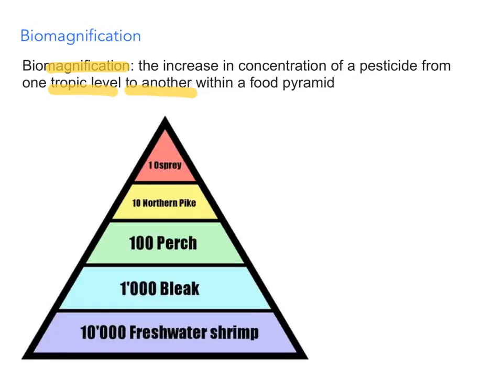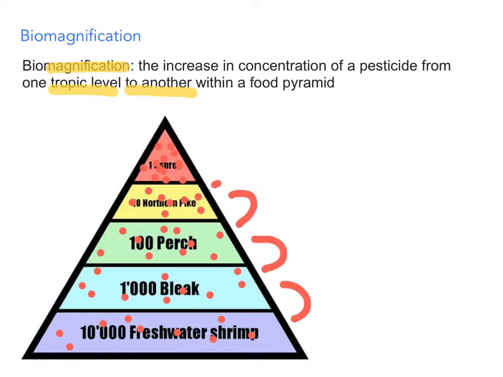Bear with me, this is my poor example, but say you have some background level in that 10,000 freshwater shrimp. Well, 1,000 bleak eat those shrimp and they get the increased dose because there's only 1,000 of them. And then 100 perch get that dose too, so that's being magnified up the food chain until, very unluckily, this one osprey at the top gets that same dose that's been concentrated by 10,000 freshwater shrimp right down to himself, because each layer of the trophic levels decreases in number.